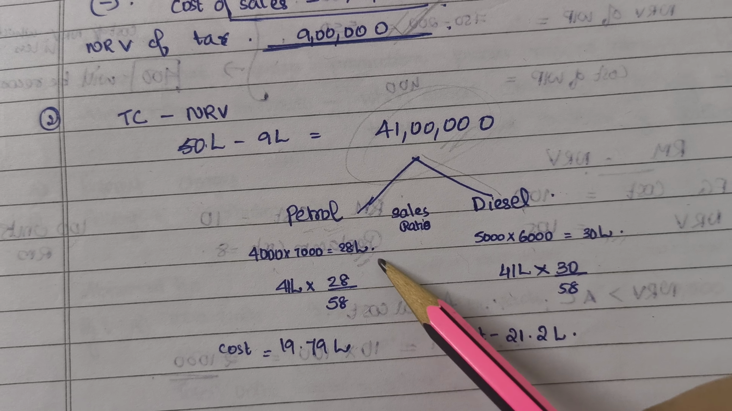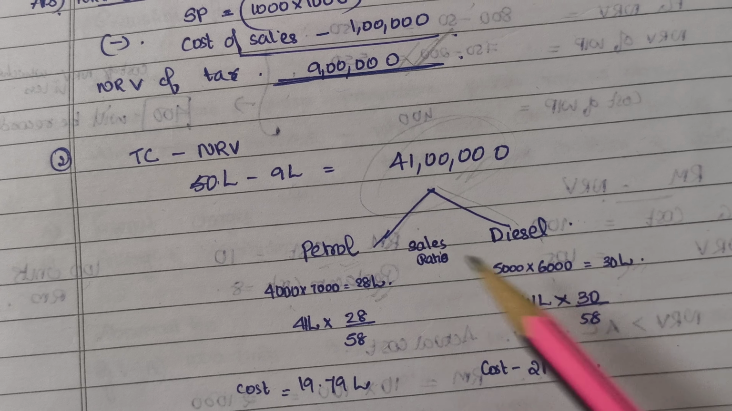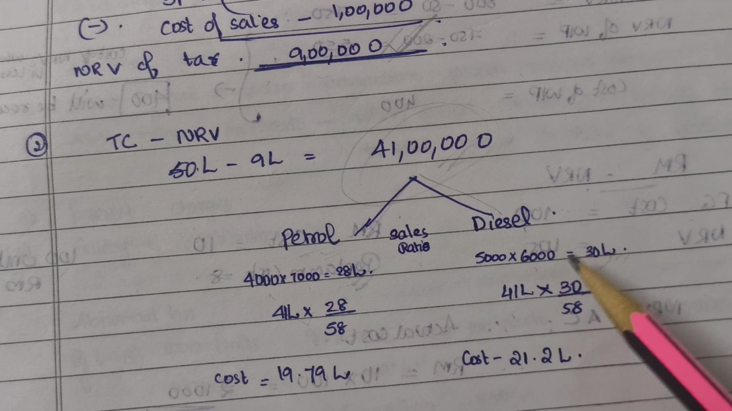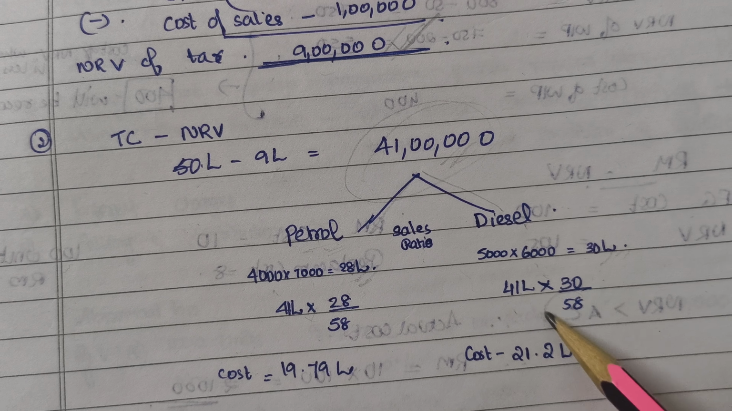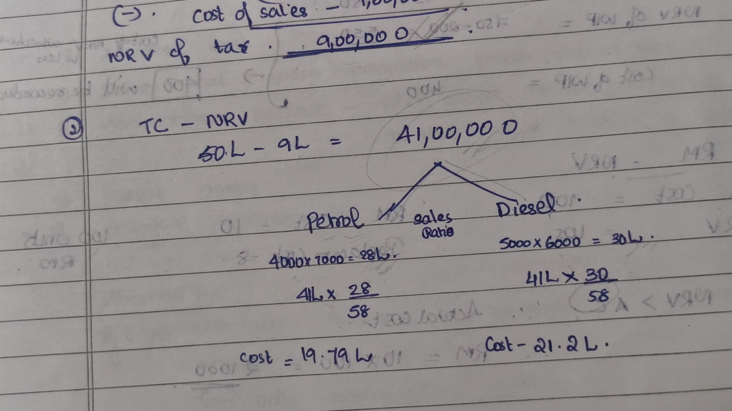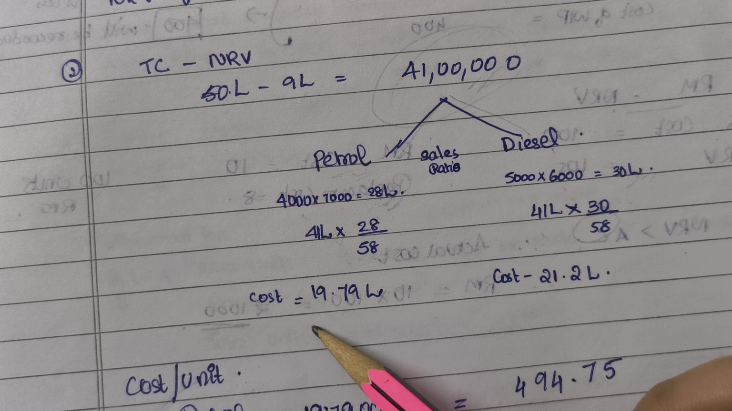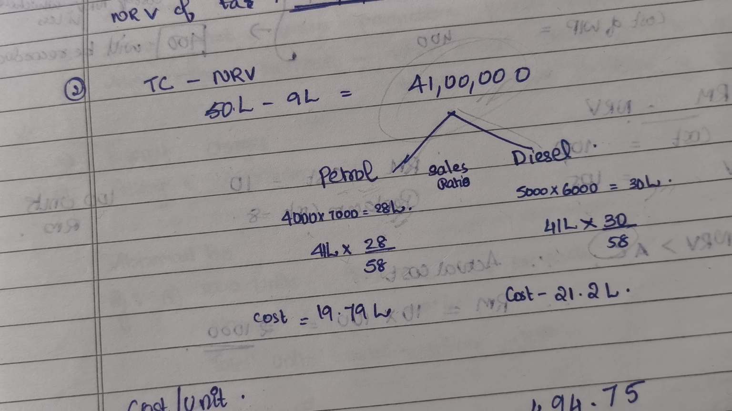So we have to divide it in the ratio 28 to 30. So 41 lakh into 28 by 58, and here 41 lakh into 30 by 58. What is this 58? The total, 28 plus 30, gives 58. So we will get the cost of petrol as 19.79 lakh and the cost of diesel as 21.2 lakh.